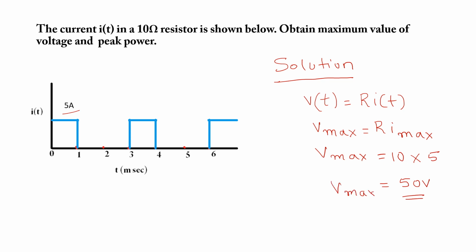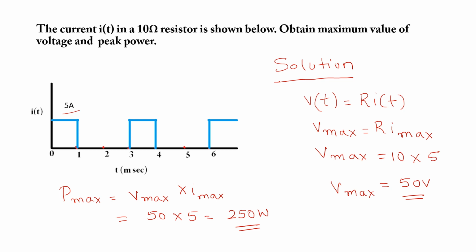With this, we can find the peak power, or the maximum value of the power. The peak power is V max into I max, or you can use I max square into R, or V max square divided by R. Here V max is 50 and I max is 5, which gives us 250 watts. So given a waveform, we can obtain the value of voltage and power, or if voltage is given, we can find the value of current or any other specified quantities.